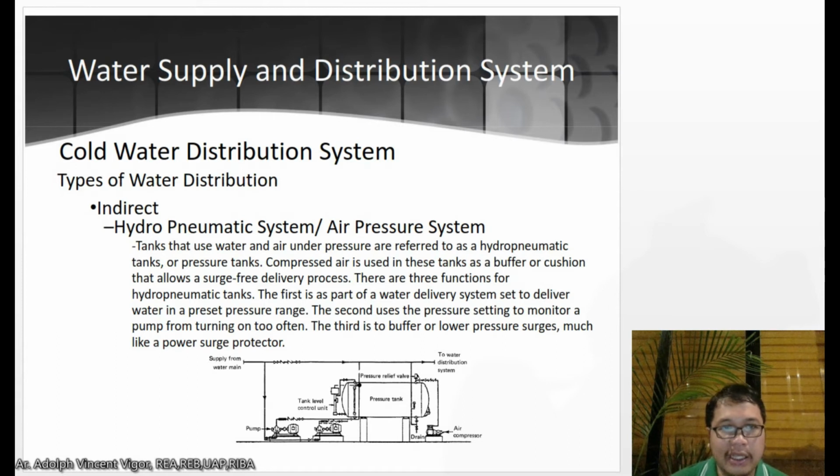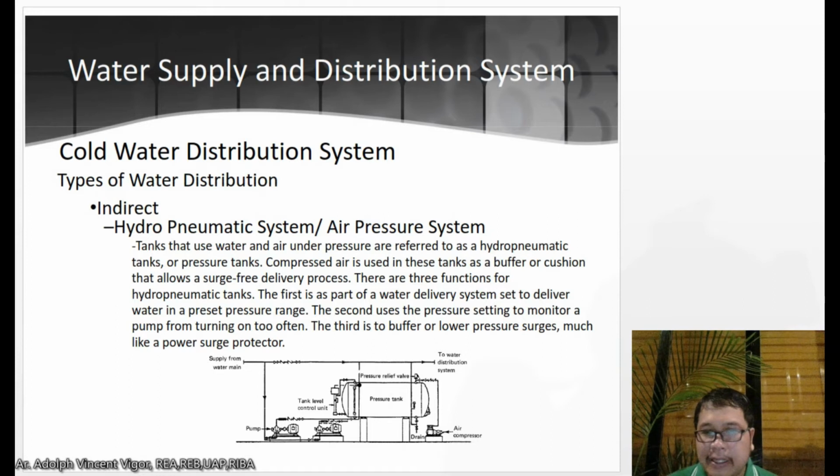Then you have the indirect or hydropneumatic system or air pressure system. Tanks that use water and air under pressure are referred to as hydropneumatic tanks or pressure tanks. Compressed air is used in these tanks as a buffer or cushion that allows a surge-free delivery process. There are three functions for hydropneumatic tanks. The first is as part of a water delivery system set to deliver water in a preset pressure range. The second uses the pressure setting to keep a pump from turning on too often. The third is to buffer or lower pressure surges, much like a power surge protector.